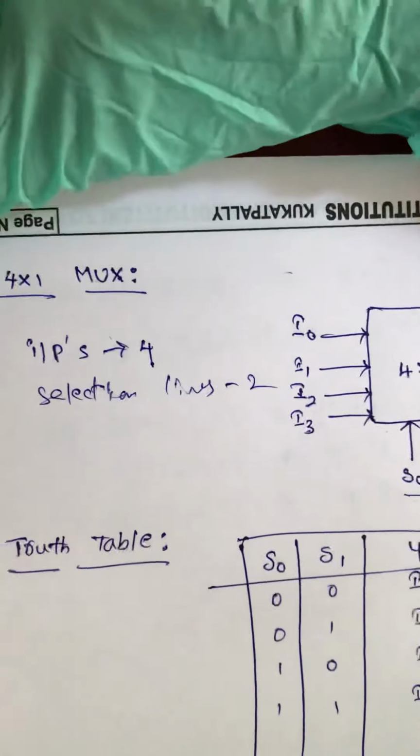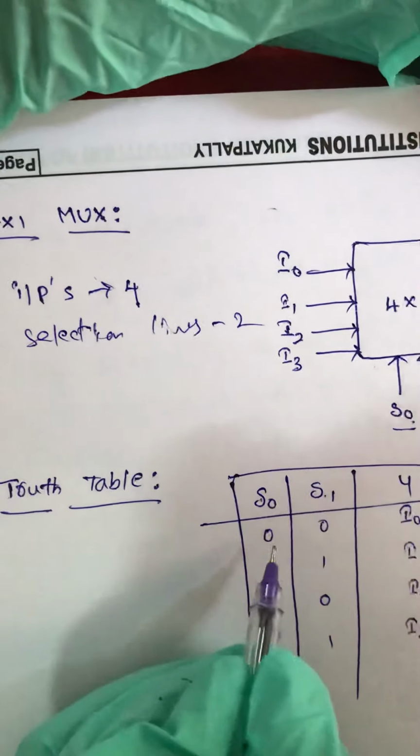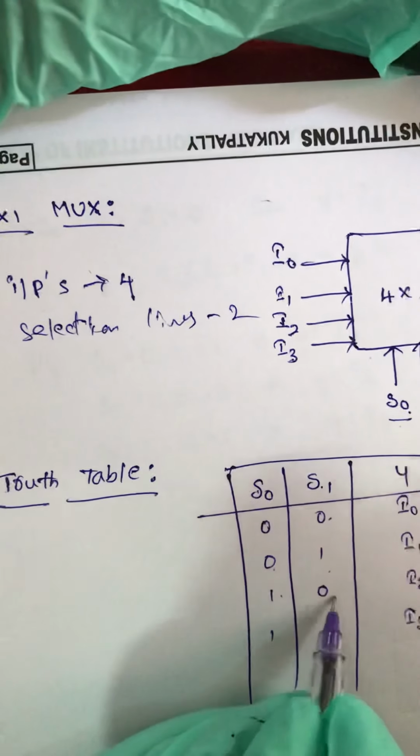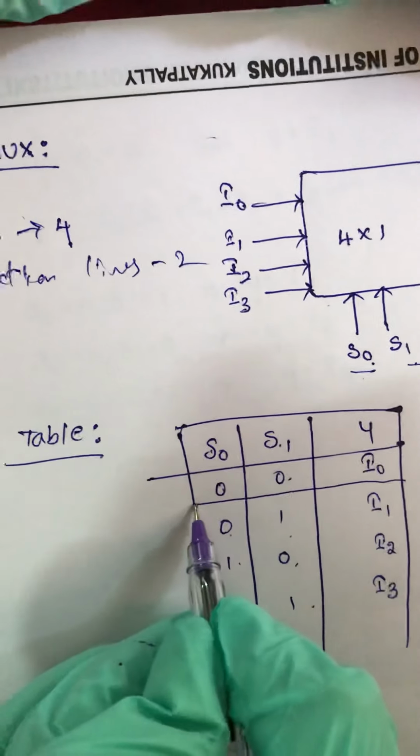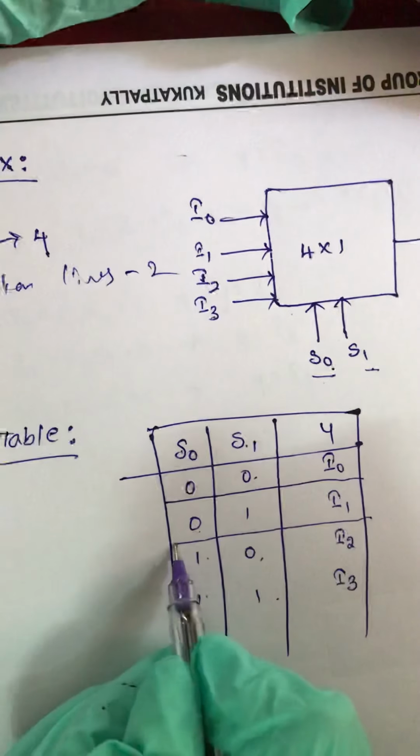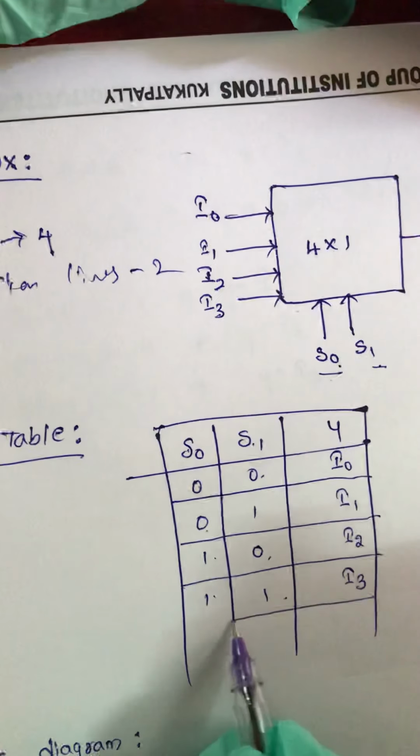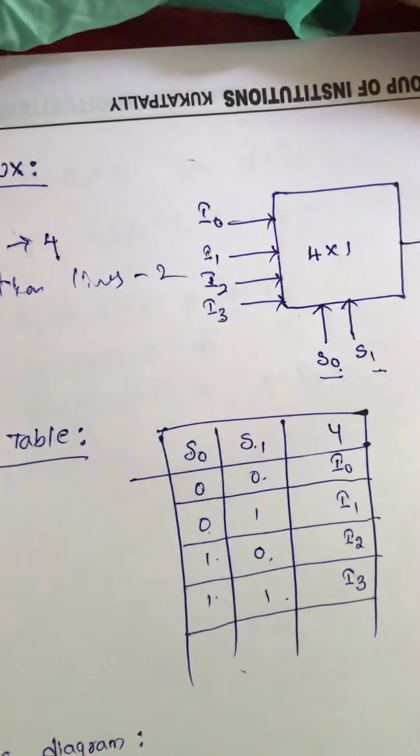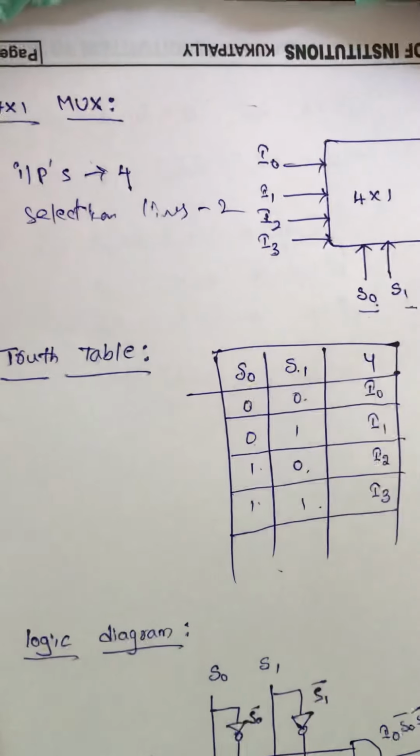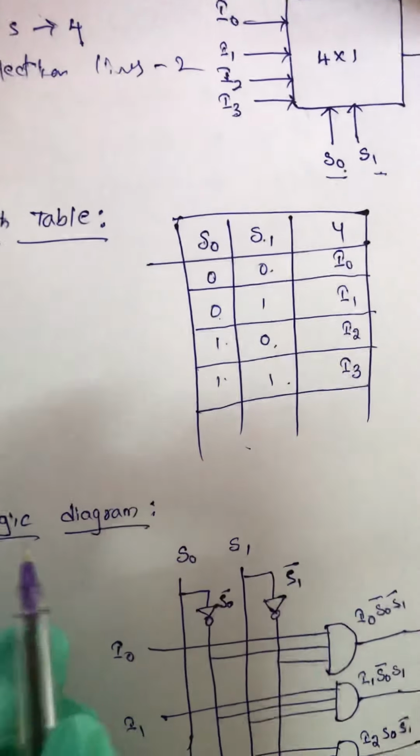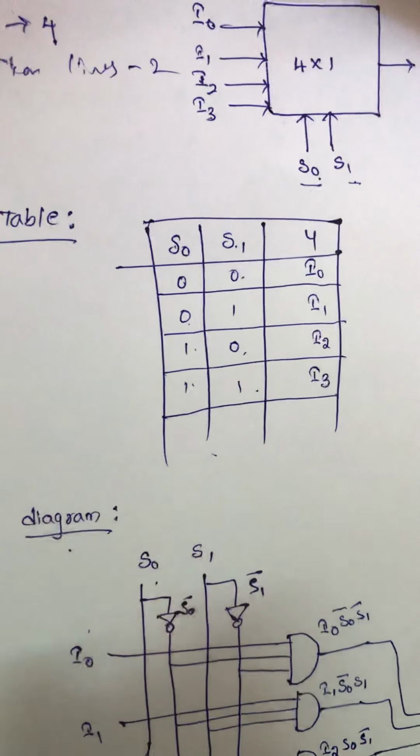Coming to the truth table, with 2 selection lines S0, S1, the 4 possibilities are 00, 01, 10, 11. The first possibility gives output I0, the second gives I1, the third gives I2, and the fourth gives I3. Now we have to prove the truth table by using a logic circuit. So we construct the logic diagram by using the selection lines and inputs.